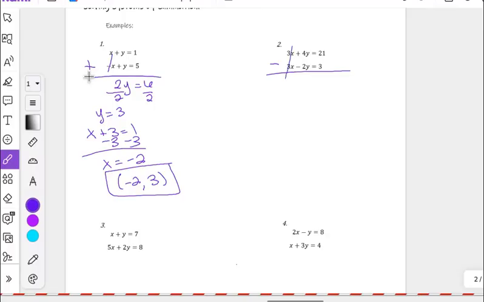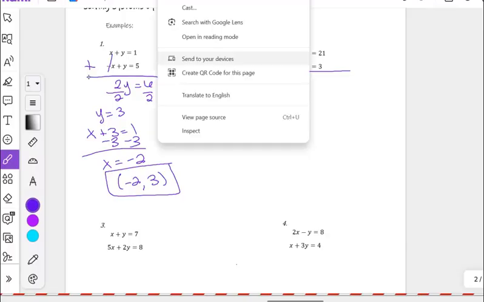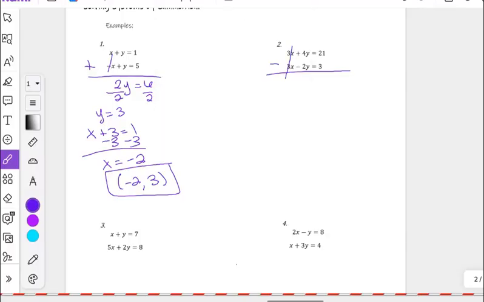3x minus 3x cancels out. 4y minus negative 2y is 6y, and 21 minus 3 is 18. I then divide by 6, y equals 3.